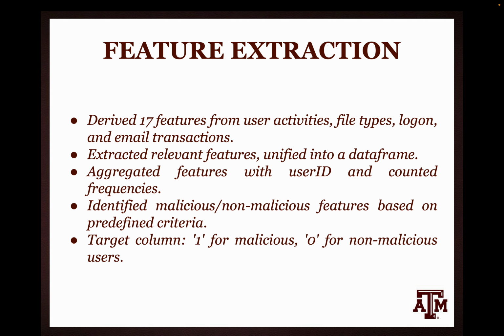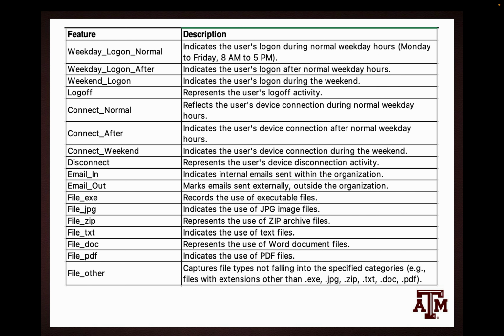The first step which we did was feature extraction. We extracted 17 different features from the .csv files provided and then aggregated these features with user ID and date. We then counted the frequency of each feature for a particular user and identified them as malicious or non-malicious based on the criteria defined by us. This gave rise to a target column which says 1 for malicious and 0 for non-malicious users. So these are the 17 features which we extracted.